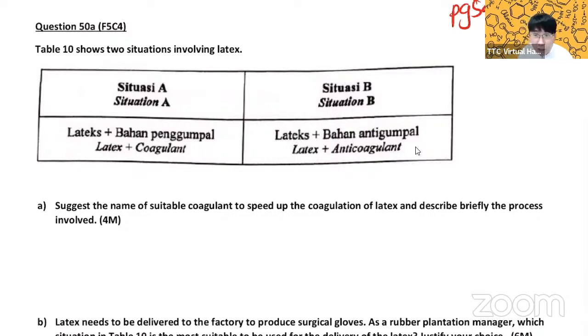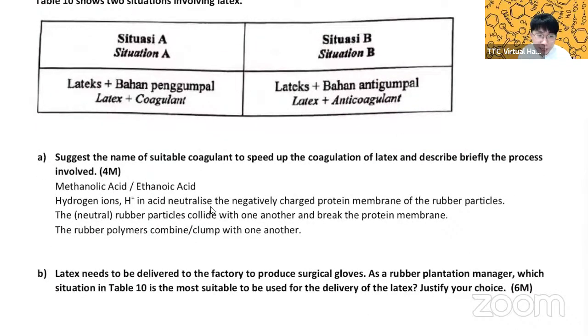So when you add acid, the acid is positive charge. The positive charge neutralizes the negative charge of the membrane, so the membrane becomes no charge. When the membrane has no charge, it collides with other rubber particles and breaks the membrane, and the rubber particles inside clump together. When they come together, they coagulate. So the answer should be something like this: hydrogen ions in acid neutralize the negatively charged protein membrane of the rubber particles. The rubber particles will collide with one another and break the protein membrane. Eventually, they will clump with one another, resulting in coagulation.